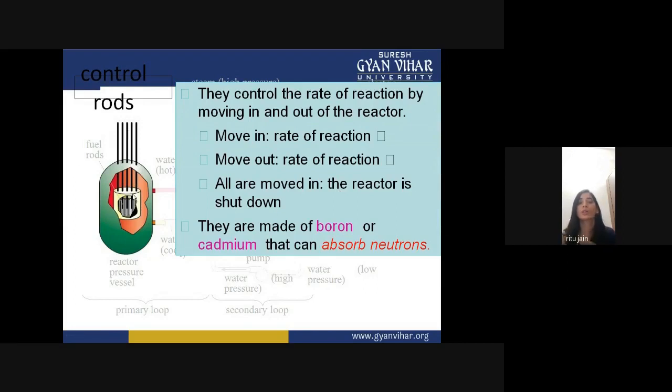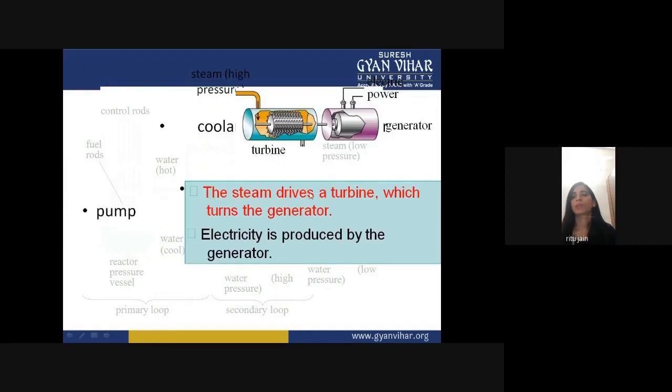If all rods are getting inserted, then the reactor is getting shut down, so there will be no chain reaction. So by moving up and down, the chain reaction can be controlled. And they are made of boron or cadmium that can absorb neutrons. The steam drives a turbine which turns the generator, and electricity is produced by the generator.